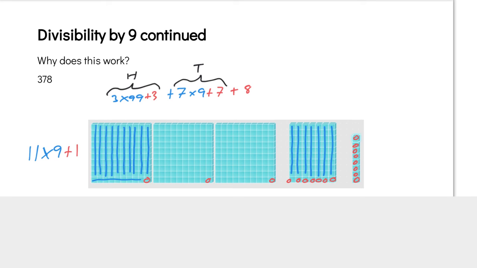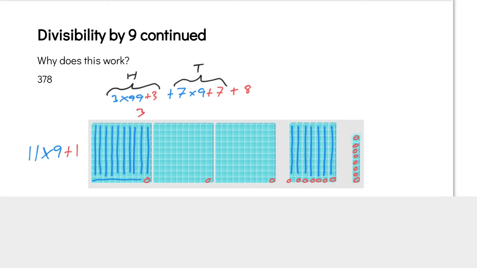Finally, we can add the ones. We've got 8. We can ignore completely these ones because that represents all of these 99 that are already in groups of 9. All of these are in a group of 9. We're just worried about these leftovers. If we can add all these up and find at least one group of 9, some multiple of 9, then we know that we found a multiple of 9.